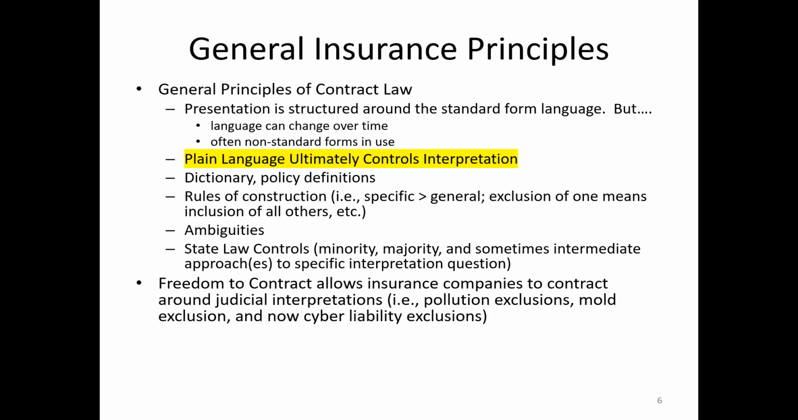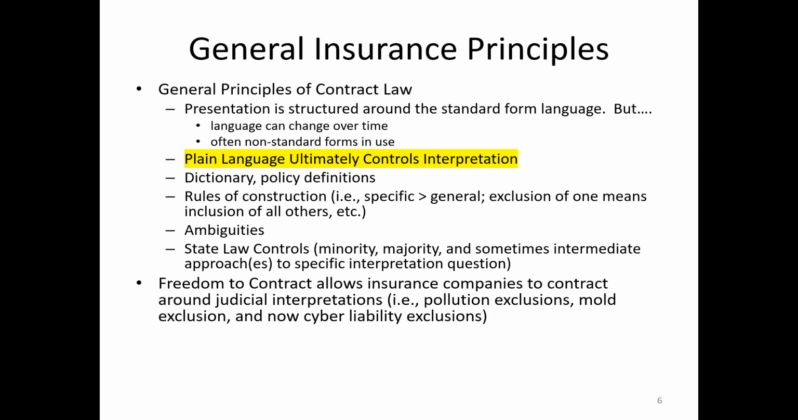That's not just for insurance; it's for many contracts. It's for wills and trusts and estates. And there's another one: the exclusion of one thing means inclusion of all others. There are many other rules of construction, including a rule against ambiguities, resolving, in some places, an ambiguity against the insurer. And the other thing you need to remember is that state law controls, which means that in many of these situations there's a majority approach, a minority approach, and sometimes an intermediate approach, a third or fourth interpretation to some of these specific interpretation questions.